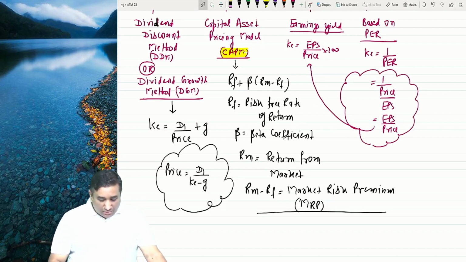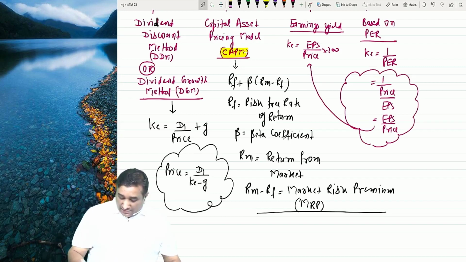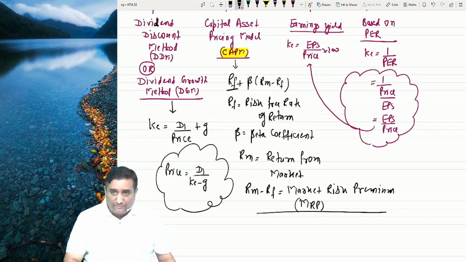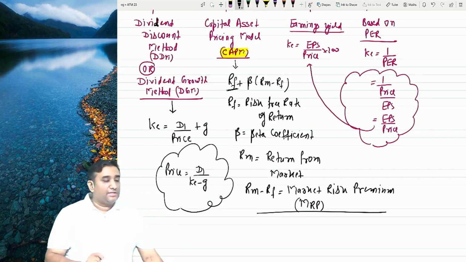Now this model talks about is that I need a risk-free return. Beta of market was what? 1. That means if you take a risk equal to market, you expect beta is 1. Now the moment you say risk-free, what is the beta of a risk-free? What do you think? 0. Beta of a risk-free is 0. That means the risk-free return you require without taking any kind of a risk.